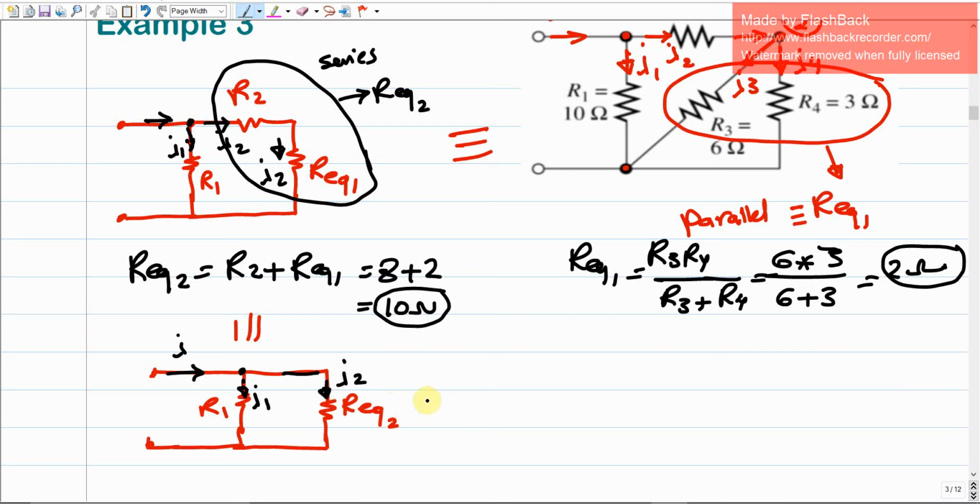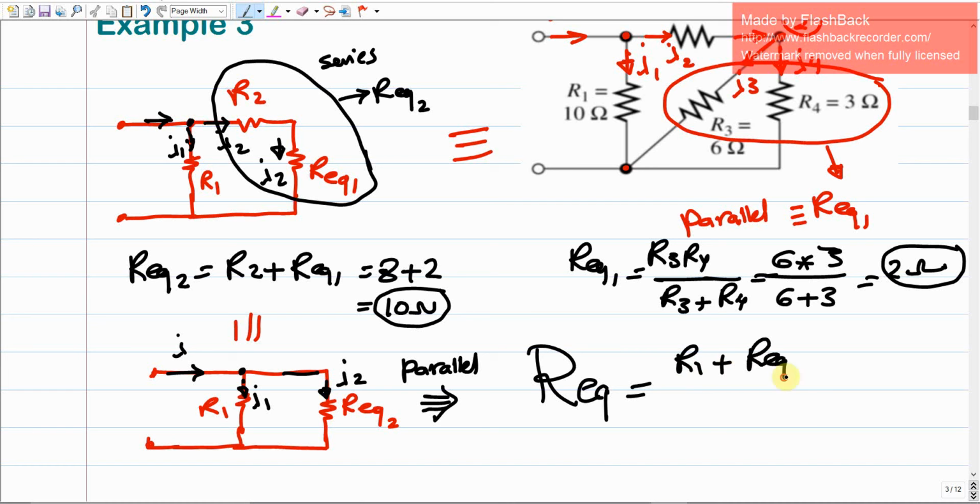So what does it mean? It means that I'm going to combine these two parallel resistors into just one R equivalent. This is the overall R equivalent. This is the big R equivalent. It's going to be their multiplication, which is R1 times R equivalent 2, divided by their addition, which is R1 plus R equivalent 2.